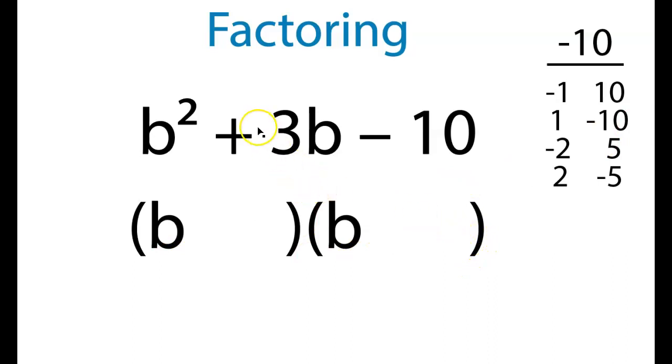We need something that's going to add up to get positive 3b, right? So plus 3. Which one of these gets us plus 3 is definitely not those first two. It's going to be this third one. Plus 5 minus 2 will get you a plus 3. Minus 5 plus 2 would get you negative 3.